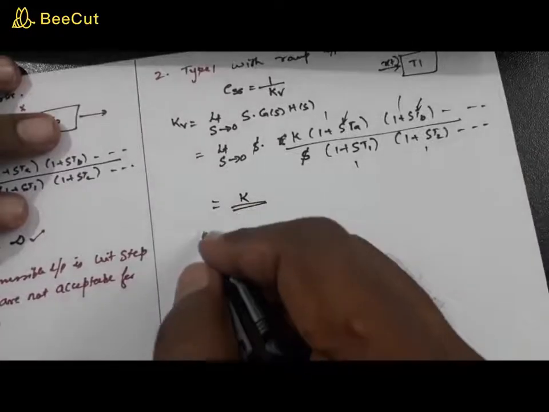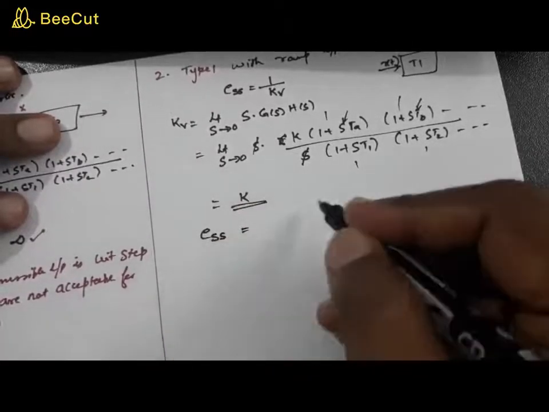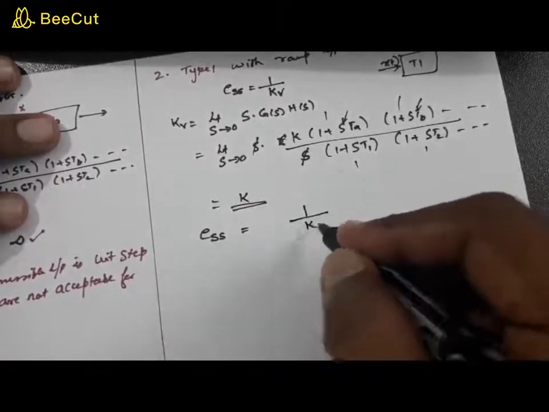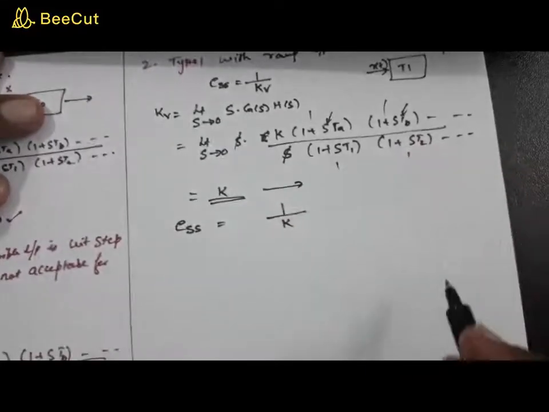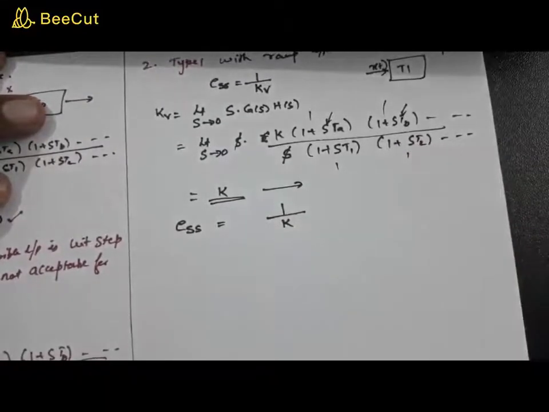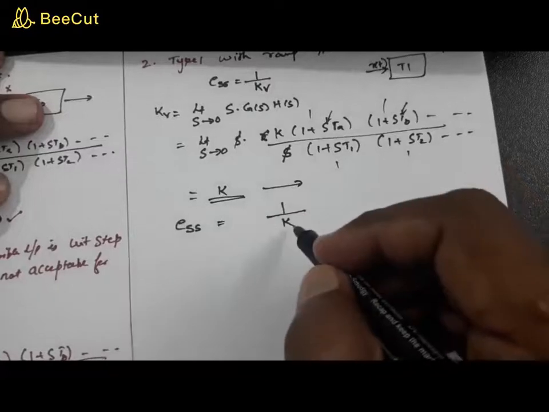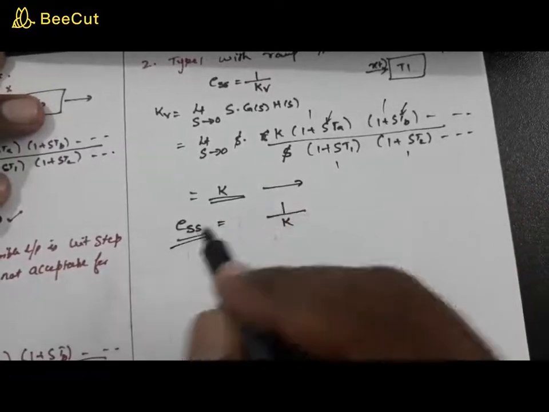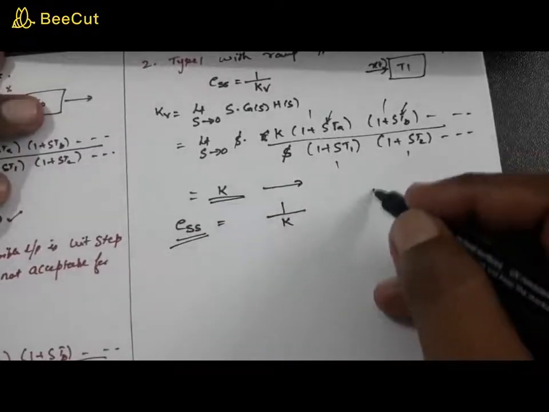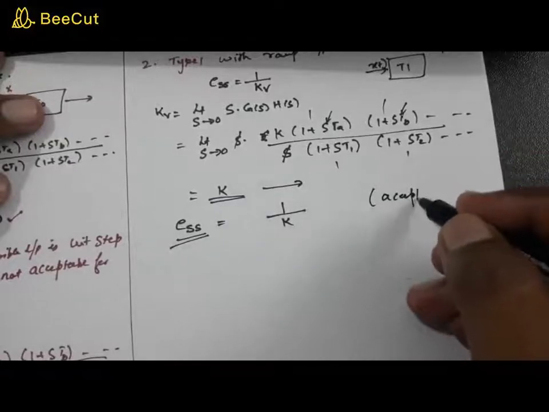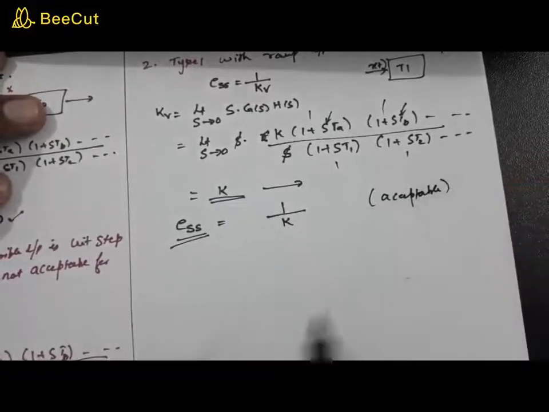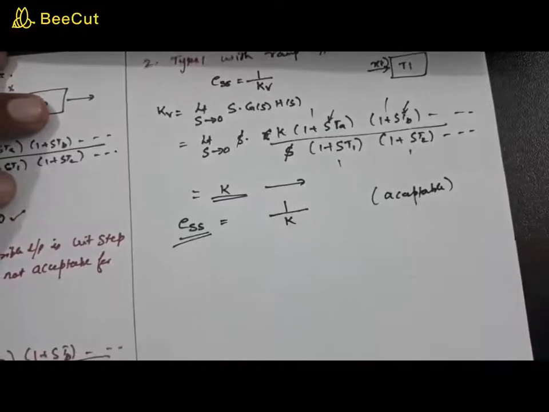Now what is the steady state error? The steady state error is nothing but the inverse of the forward path gain. This is the forward path gain, so this is 1 by K. If the designer can suitably select this K, he can reduce the steady state error. So this is also an acceptable input, provided some changes are made to the forward path gain.